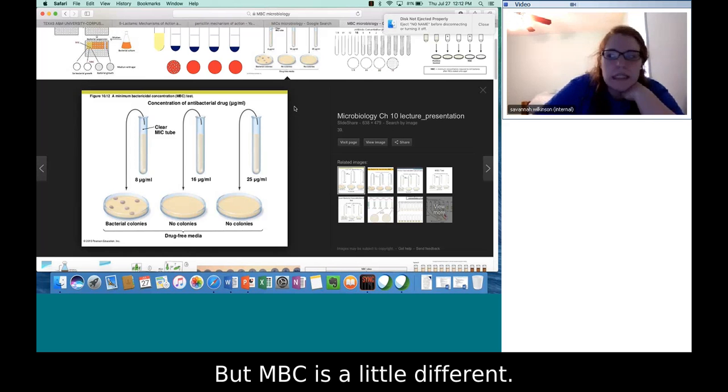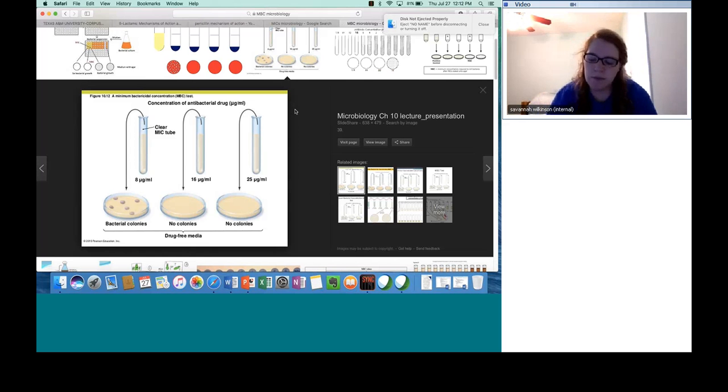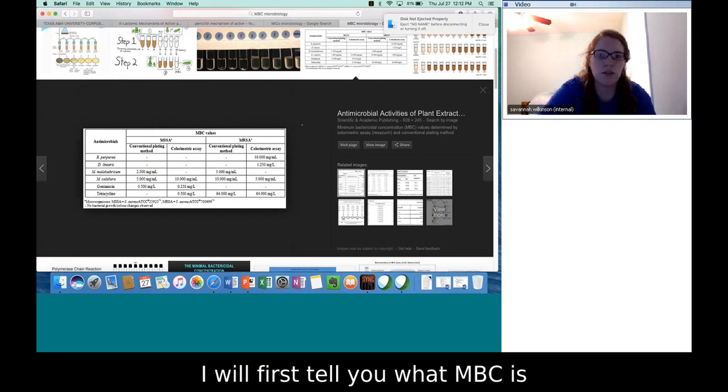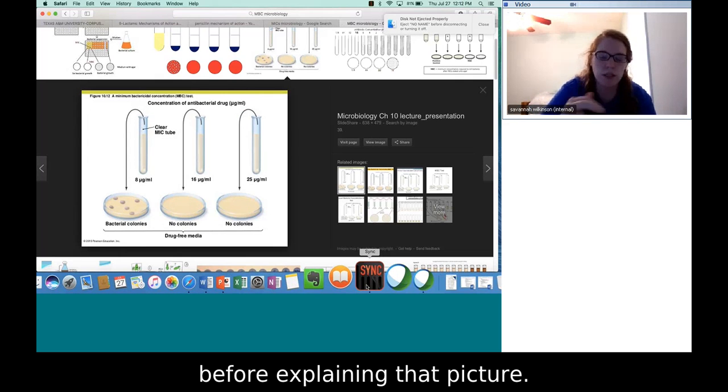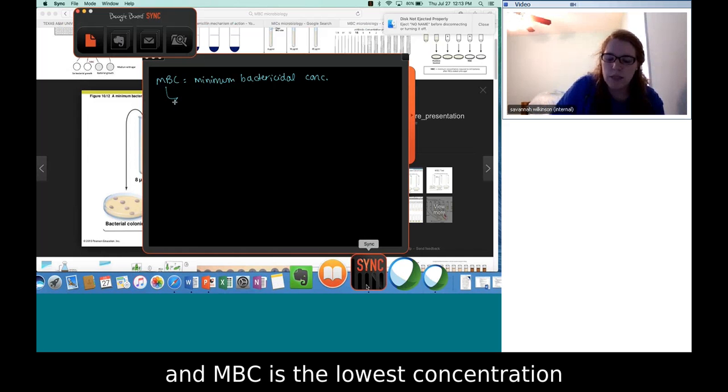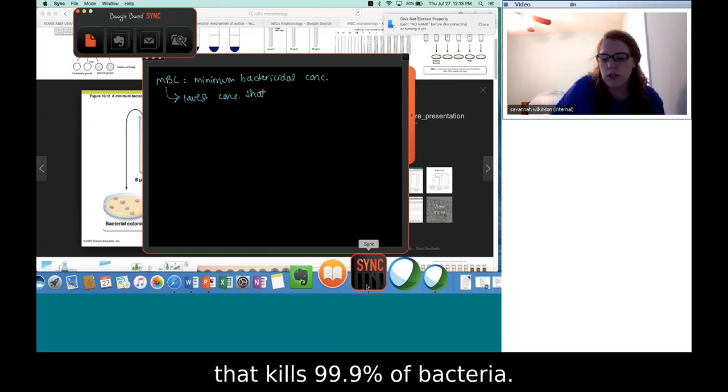But MBC is a little different. I will first tell you what MBC is before explaining that picture. So MBC is minimum bactericidal concentration, and MBC is the lowest concentration that kills 99.9% of bacteria.